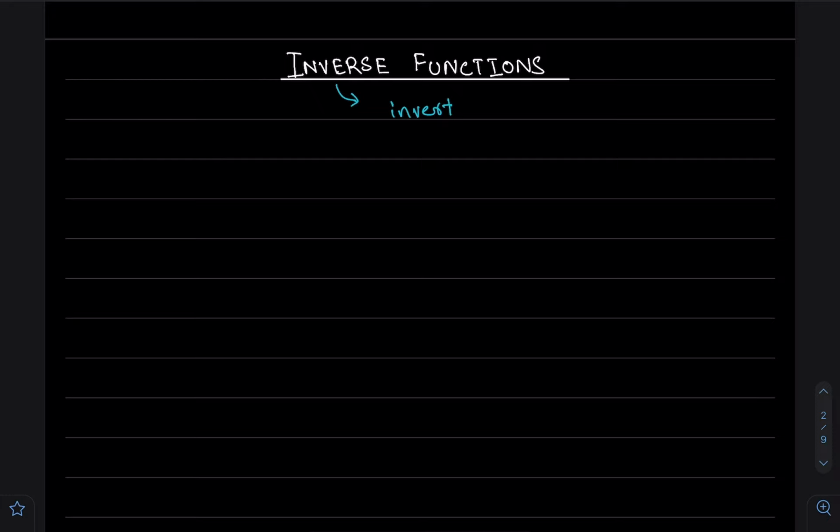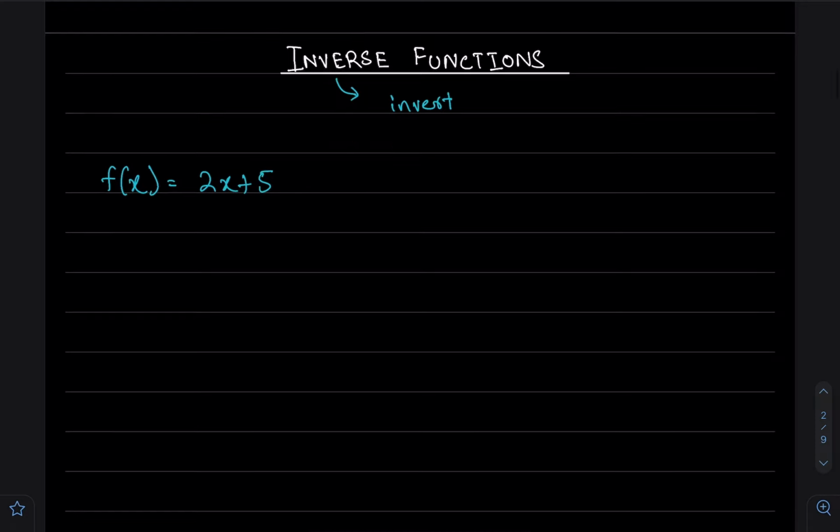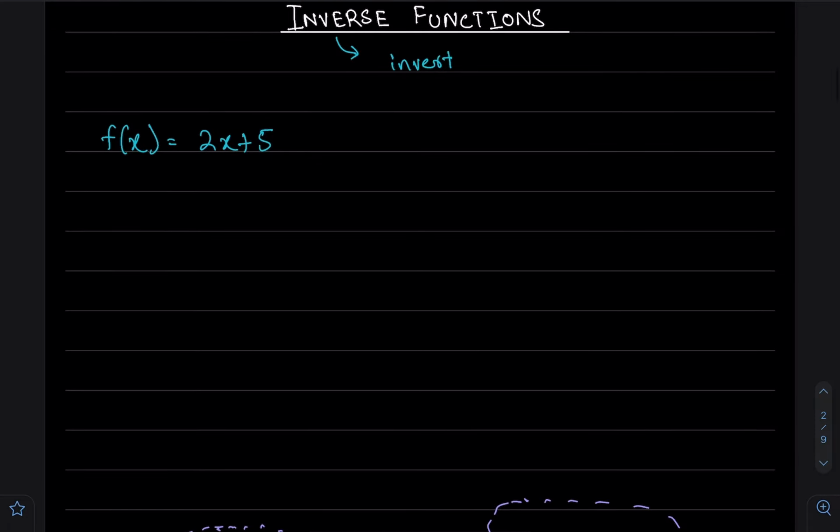Let's think about what functions really do, and then we'll discuss the idea of an inverse of a function. So let's start with a pretty straightforward function. Let's say we've got a function which is f of x equals 2x plus 5. Okay, and so if I take, let's say, f of 2, we'll get 2 times 2 plus 5, which is 9. And if I take f of 3, we'll get 2 times 3 plus 5, which is 6 plus 5, which gives us 11.